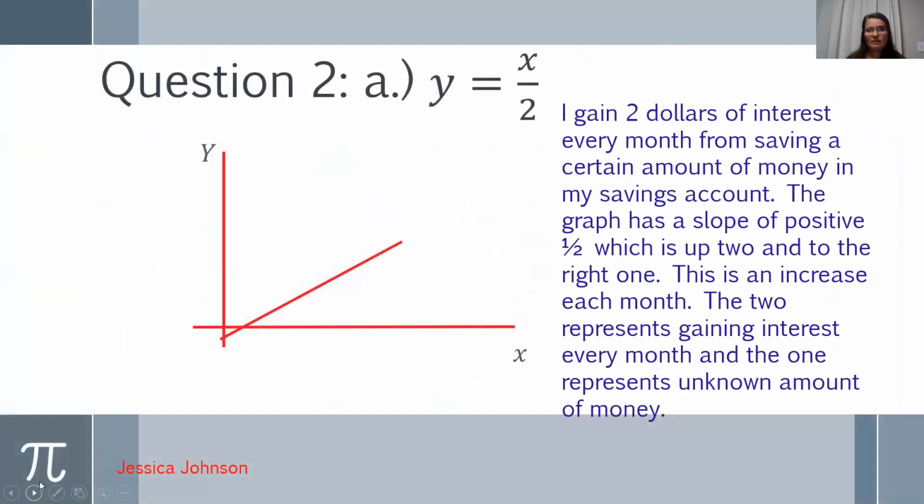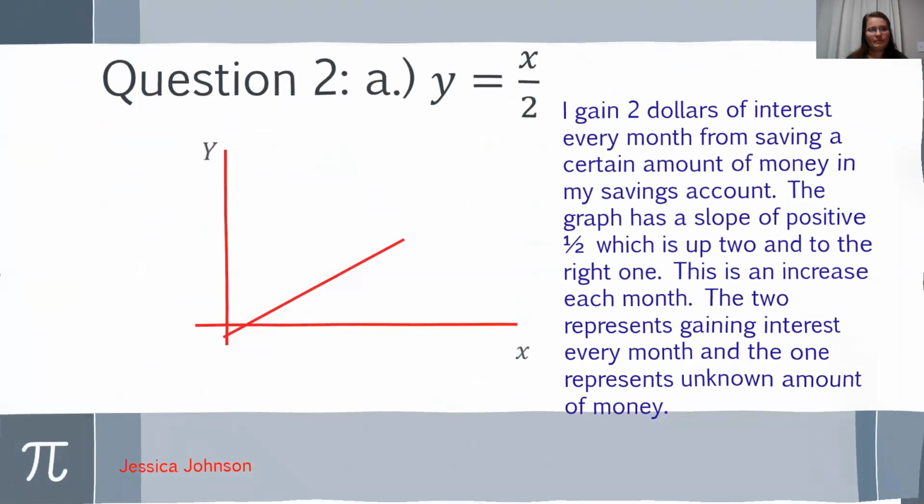I gain $2 of interest every month from saving a certain amount of money in my savings account. The graph has a slope of positive 1/2, which is up 2 and to the right 1. This is an increase each month. The 2 represents gaining interest every month, and the 1 represents an unknown amount of money.